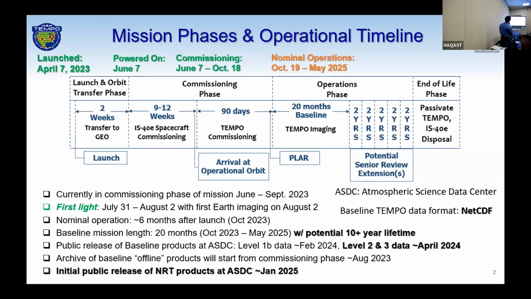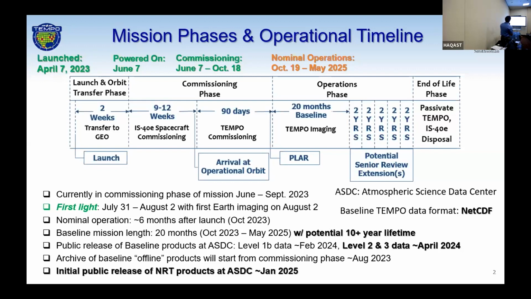And that will extend through May of 2025. Again, that's our baseline mission length. We have a potential to be up there 10 plus years, depending on our senior review extensions in the future. So we have that capability there. But even though we have a 10-year lifetime, that gap between what we'll have with Tempo and GeoXO down the road is still a threat, right? I mean, we need to fill that gap yet.